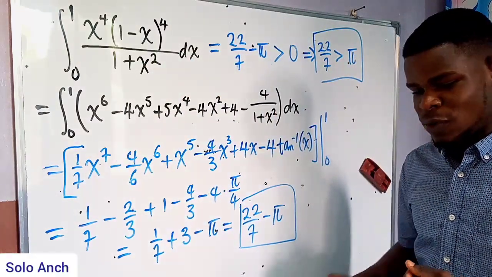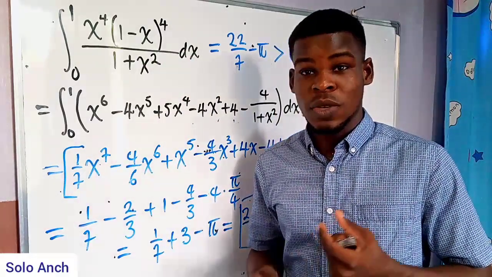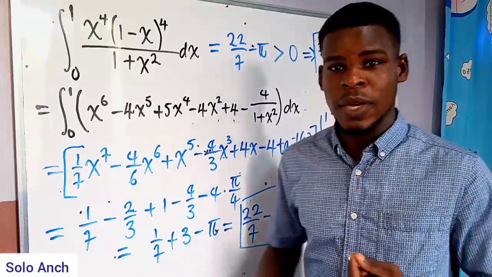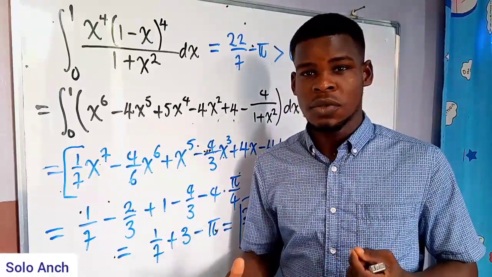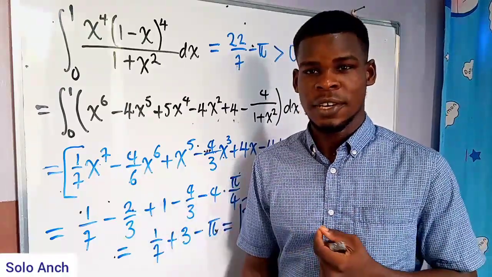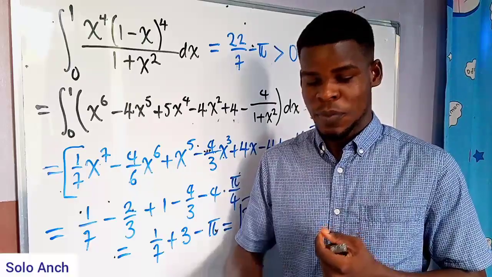I don't know if it would be difficult to do the comparison using some other methods. Maybe if you have some other way of comparing 22 over 7 and pi, to see which one is bigger, please put your solution in the comment section, and I'll pin it anyway.